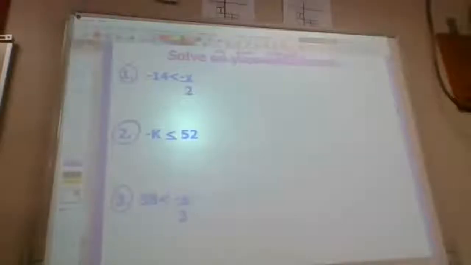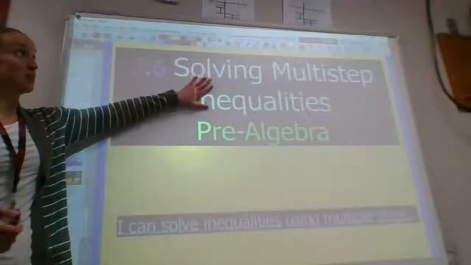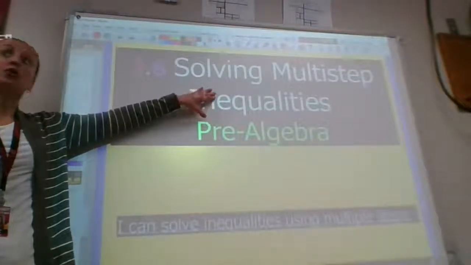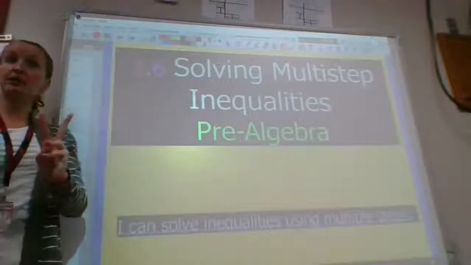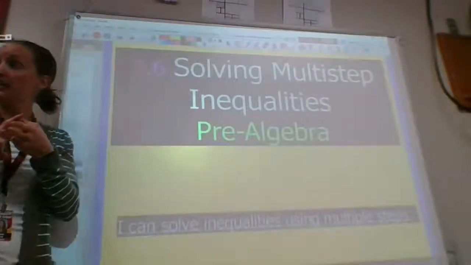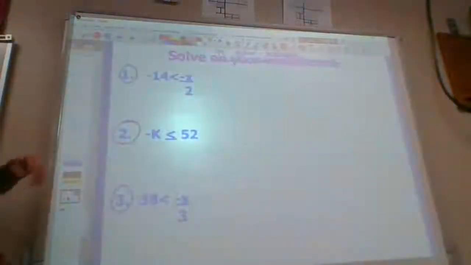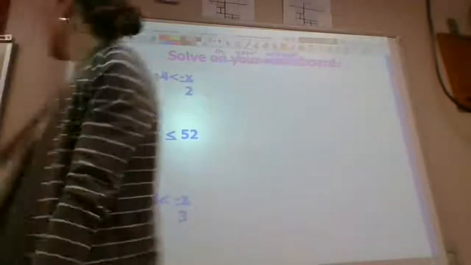On today? Right now? So 3.6, we are solving multi-step inequalities. Did we go through this yesterday? Yes. And there were 2 times that we switched the symbol: when we multiply or divide by a negative. Okay, that's a review of yesterday. I asked people to write these 3 down, and now we're going to solve them.